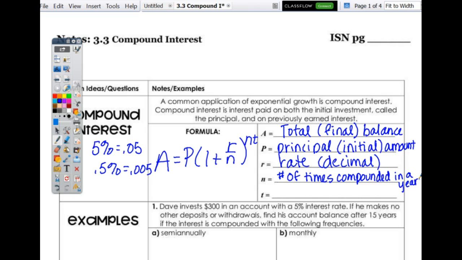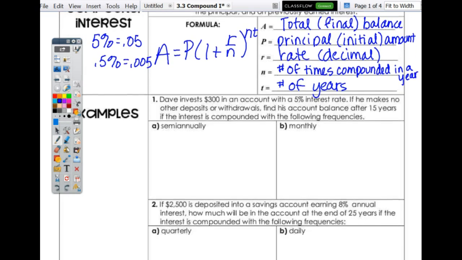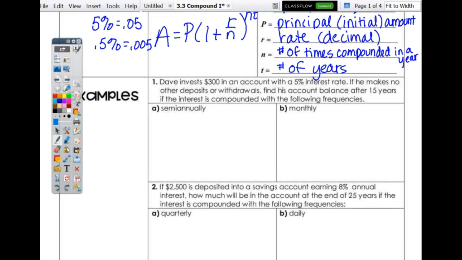And T is the number of years. It is, because that's like a first grade skill. How many days are in a year? You failed first grade, clearly.